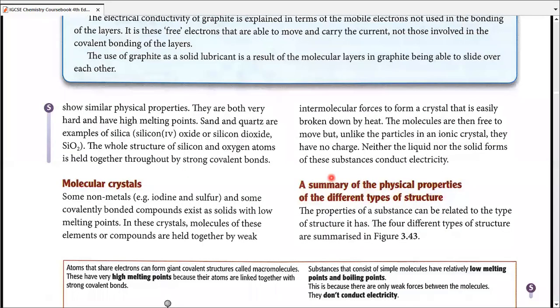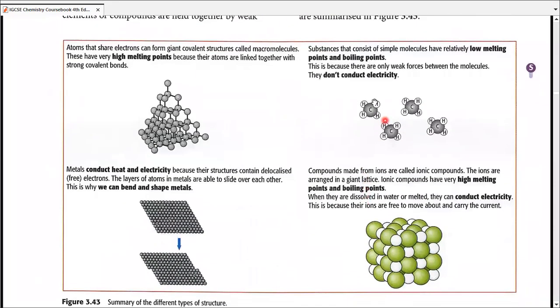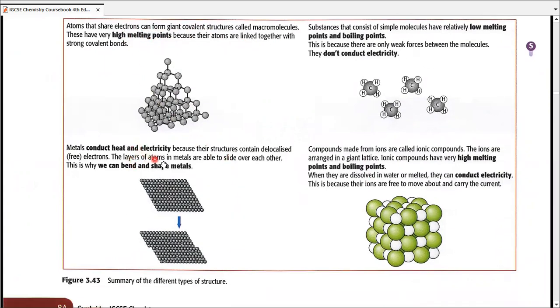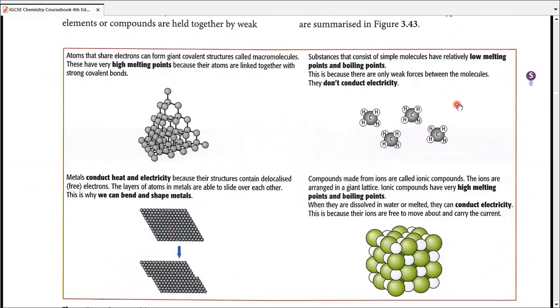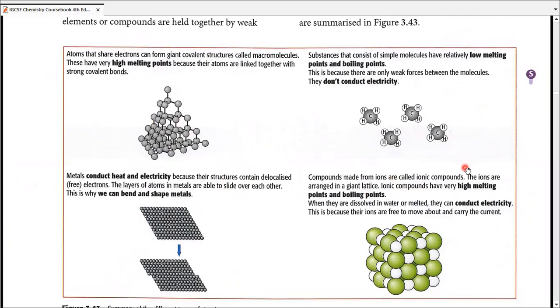So, a quick comparison before we finish off the chapter. Macromolecules have shared electrons, covalent structures, they have high melting and boiling points, and atoms are linked together with strong covalent bonds. Metals, however, conduct heat and electricity because their structure contains delocalized or free electrons. The layers are able to slide over one another so they can bend and shape metals, which are malleable and ductile. Substances that are made up of simple molecules have low melting and boiling points. Even when they are solids, they're not able to conduct electricity.